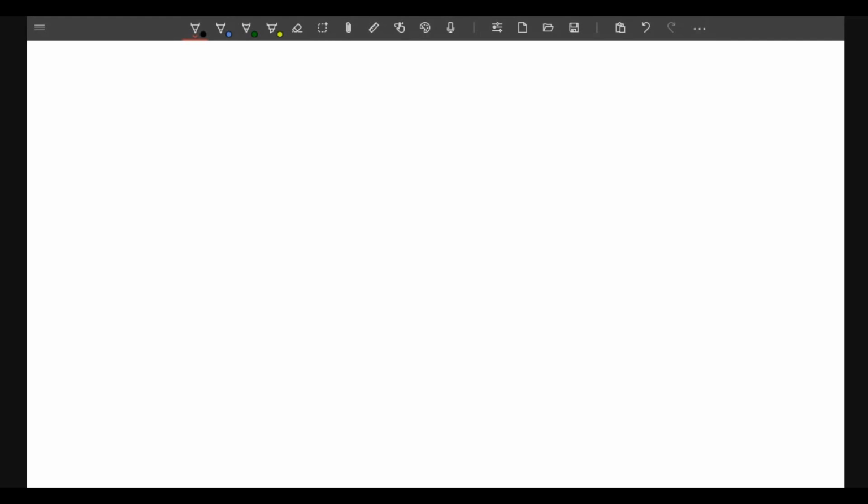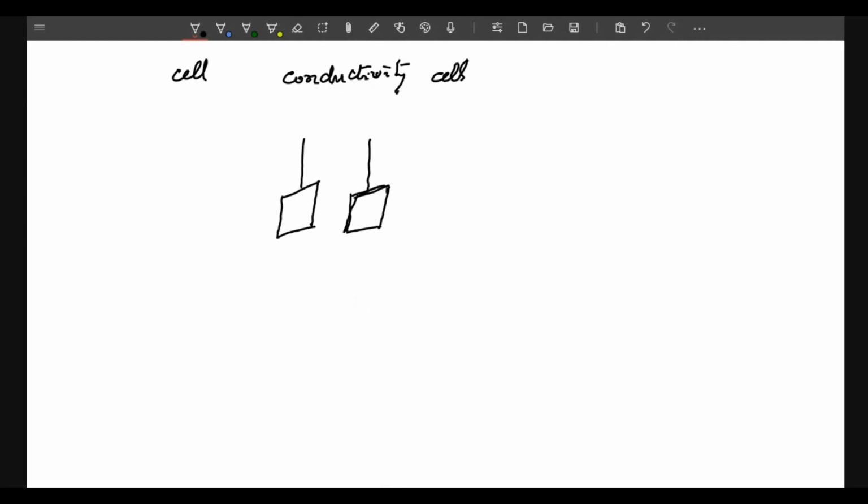The cell which is used to measure the conductivity of any solution is called a conductivity cell. You know the description of the conductivity cell. The conductivity cell consists of two electrodes, and it is dipped in a beaker or anything in which electrolytes are there.